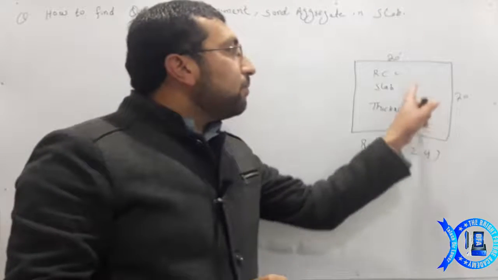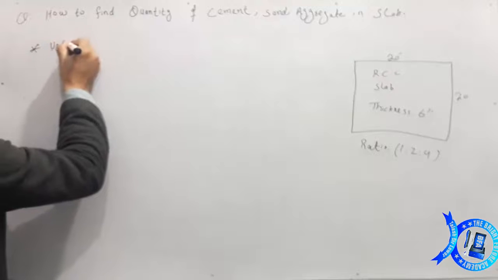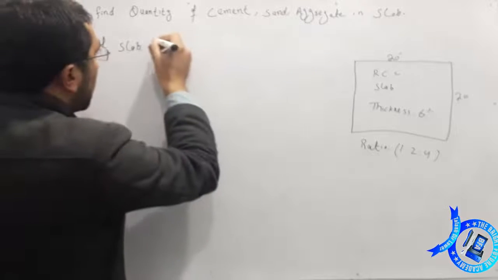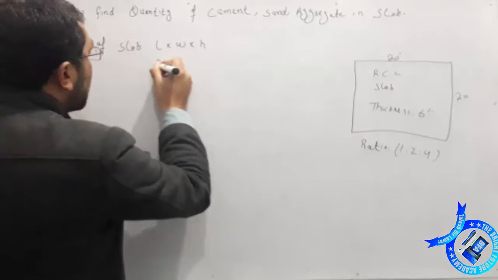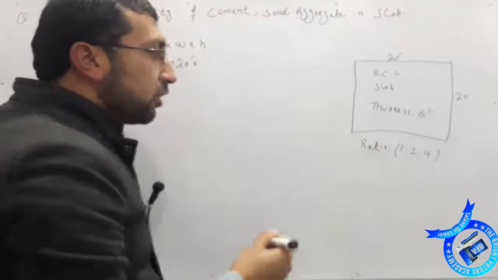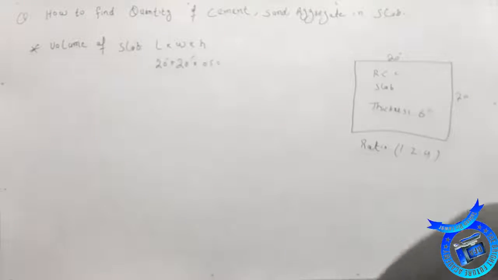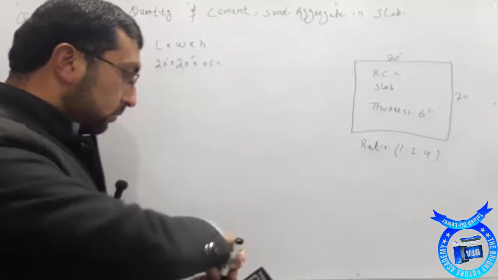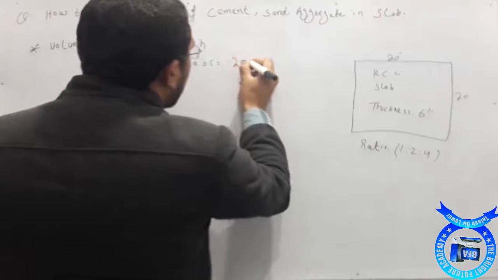First of all, we find the volume of slab. Volume of slab is L cross W cross H. L is 20 feet, width is 20 feet, and height, the thickness, is 6 inches, that is 0.5 feet. At the calculation, then it is 200 cubic feet.